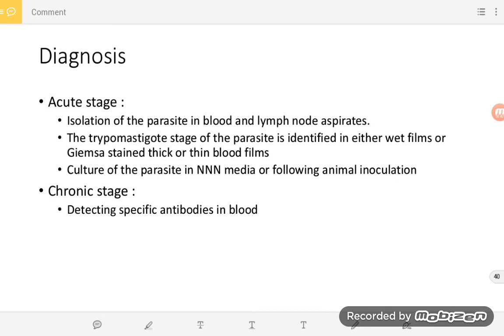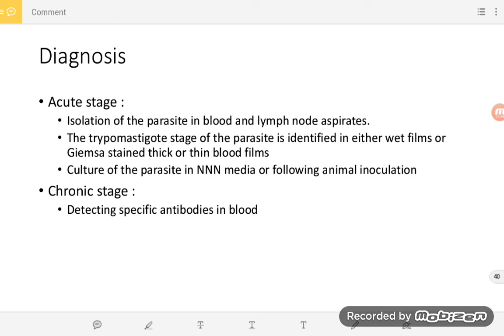Or sometimes you can use culture, normally NNN media. In the case of Leishmania species and Trypanosoma species, you can use culture. The culture media is NNN media. Do you need to know what N stands for? Only the triple N in capital is enough. Sometimes you can use animal inoculation for identification. In the case of Trypanosoma cruzi, you can use another one, a molecular study. And in all cases, Leishmania species, Trypanosoma brucei, and Trypanosoma cruzi, you can use molecular diagnosis.